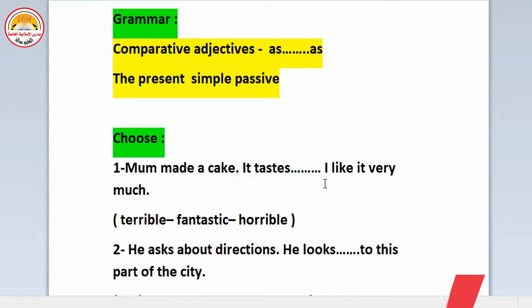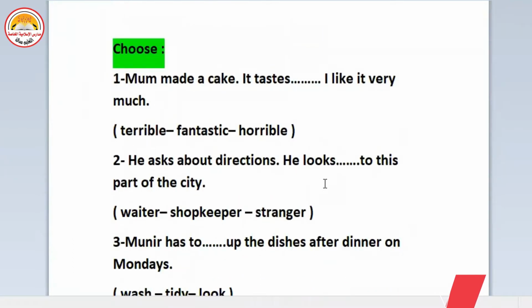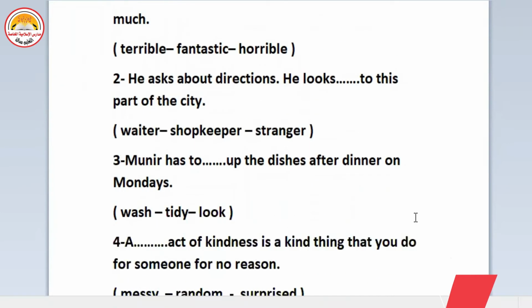Okay, number two, Basmala. He asked about directions. He looks to this part of the city. Here, choose from waiter, shopkeeper, stranger. Stranger. Very good, Basmala. It's correct. Thank you. Number three.